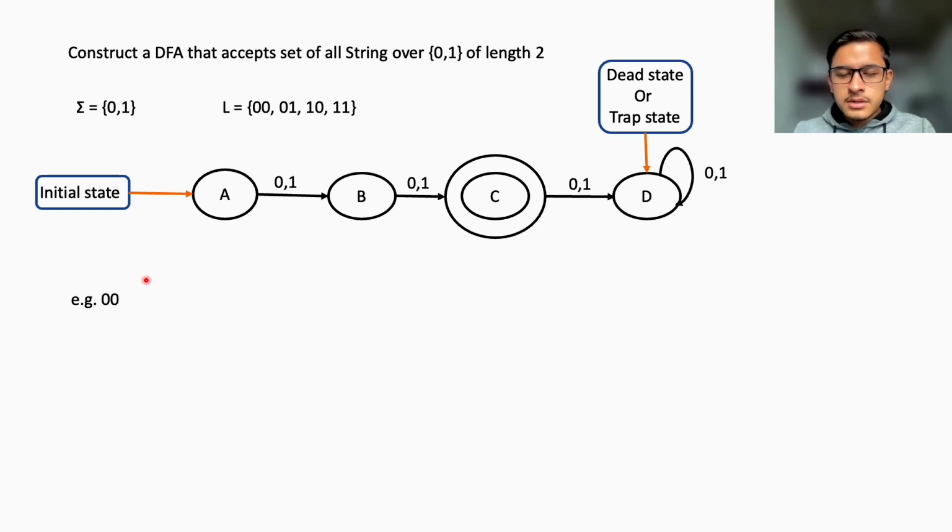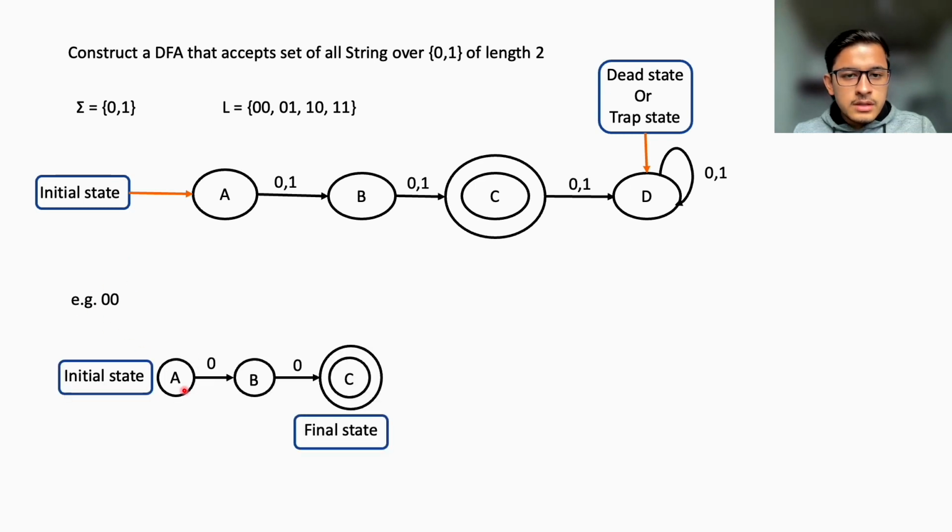Let us take an example to verify this, the string 0 0. We have taken the initial state A and we are giving an input of 0. We are getting B as the transition state, and again we give an input 0 over here and we get the final state C. According to the DFA, C is our final state, so the string 0 0 would be accepted, and it is correct.